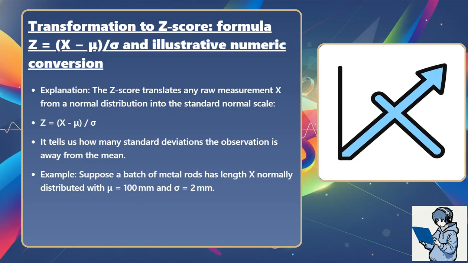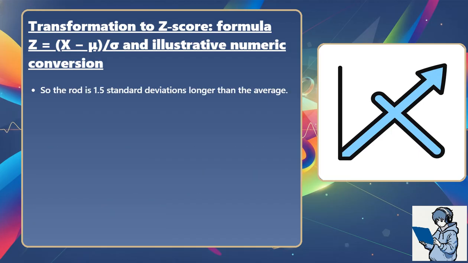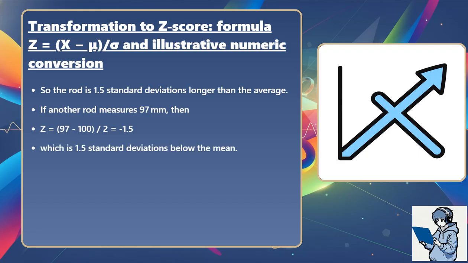Example: suppose a batch of metal rods has length x normally distributed with mu equals 100 millimeters and sigma equals 2 millimeters. A rod measured at 103 millimeters has z equals (103 minus 100) over 2 equals 3 halves equals 1.5. So the rod is 1.5 standard deviations longer than the average. If another rod measures 97 millimeters, then z equals (97 minus 100) over 2 equals negative 1.5, which is 1.5 standard deviations below the mean. Positive z means above average, negative z means below average.